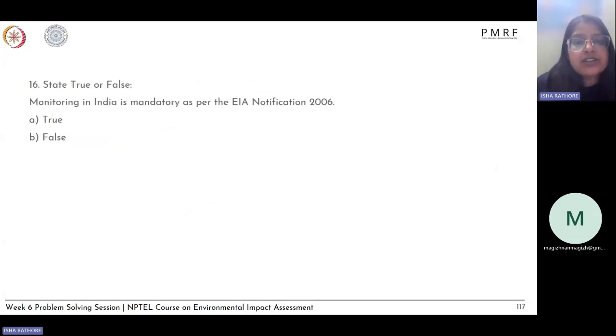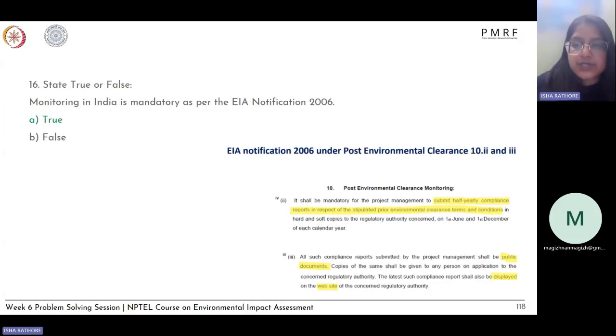Monitoring in India is mandatory as per the EIA notification of 2006. Is the statement A, true, or B, false? So the correct answer is that the statement is true. As per the EIA notification of 2006 under Section 10 for post-environment clearance monitoring, it is mandatory for the projects, and the project proponent is required to submit half-yearly compliance reports in respect of the stipulated prior environment clearance. So the statement is true.